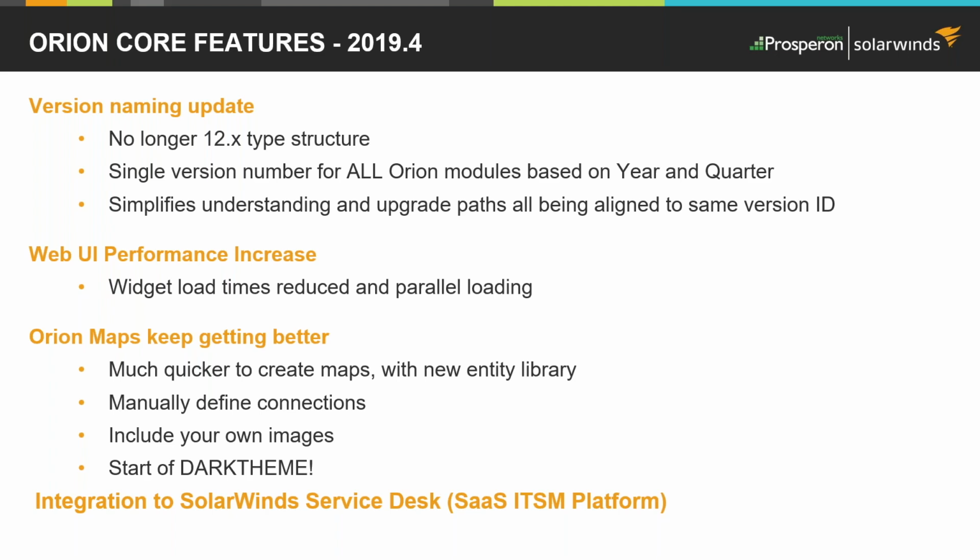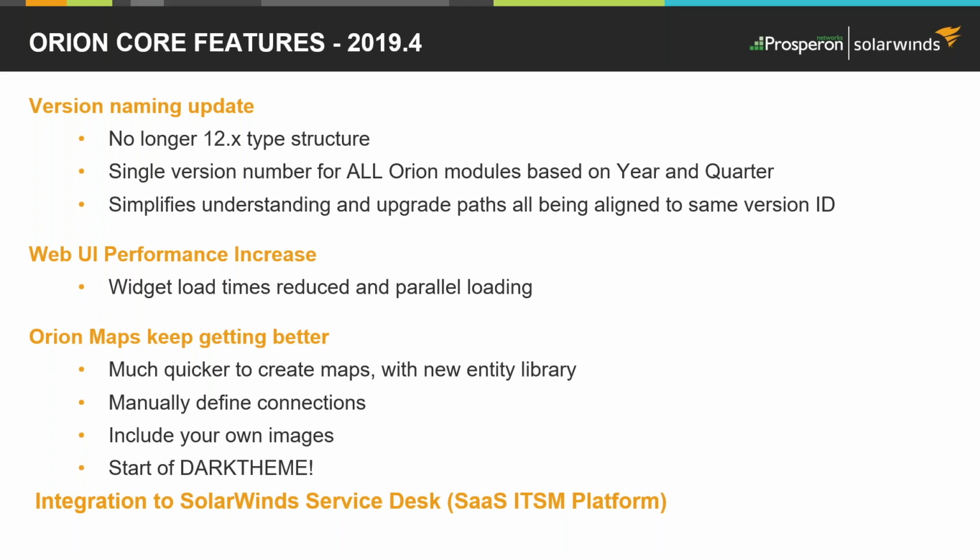So we have this core functionality, and for us things like mapping displays, visual presentations, the alerting engine, and the reporting engine are all that core framework. From that point of view, the first thing to highlight here is that we have a new version naming structure. Traditionally, each individual Orion module, SAM, NPM, NCM, etc., all had individual version numbers. So the previous release, Orion NPM, was 12.5.